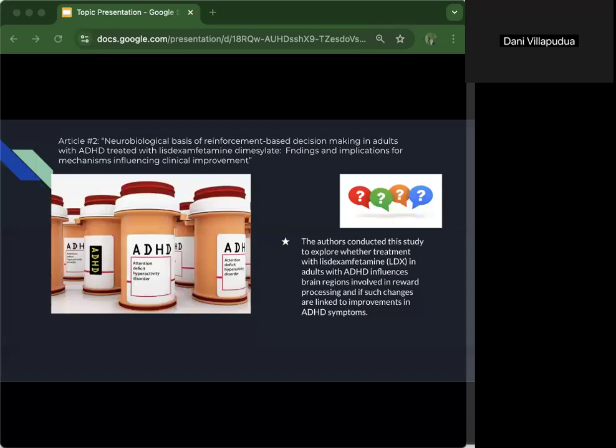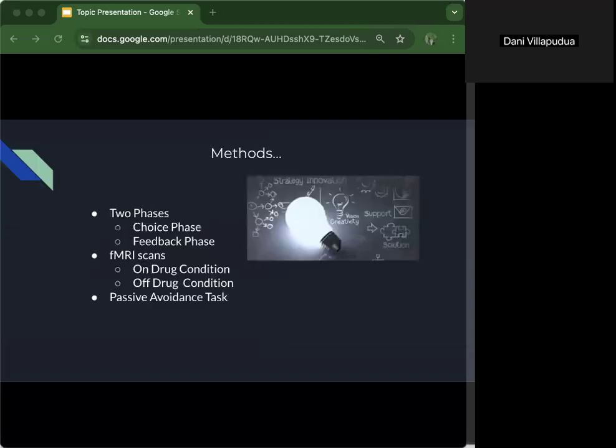So they hypothesized that LDX, which is a stimulant medication, would boost reward-related brain activity, especially in the striatum and frontal cortex, which are key areas for reward and motivation. They also predicted that greater brain activity in these regions would correlate with symptom improvement, suggesting that stimulants help normalize reward circuit function in ADHD.